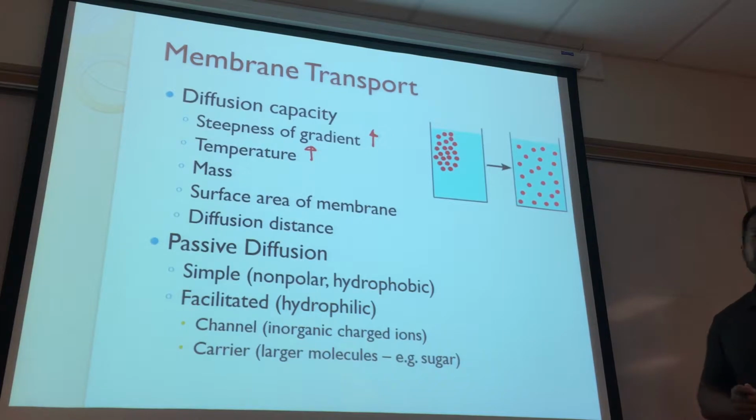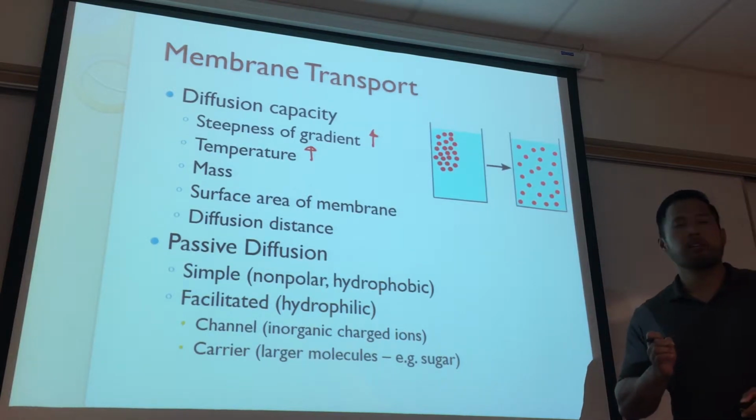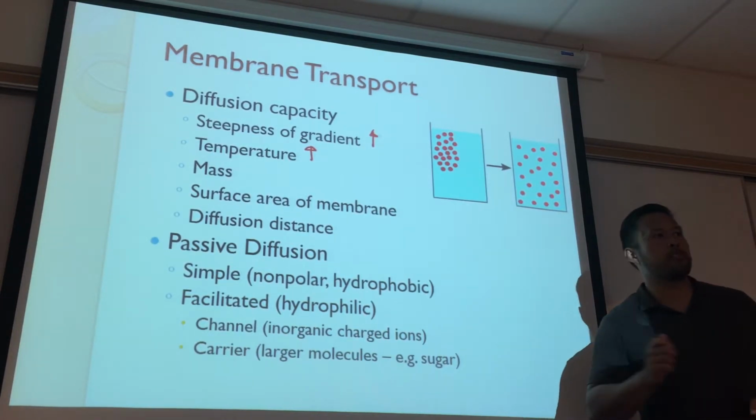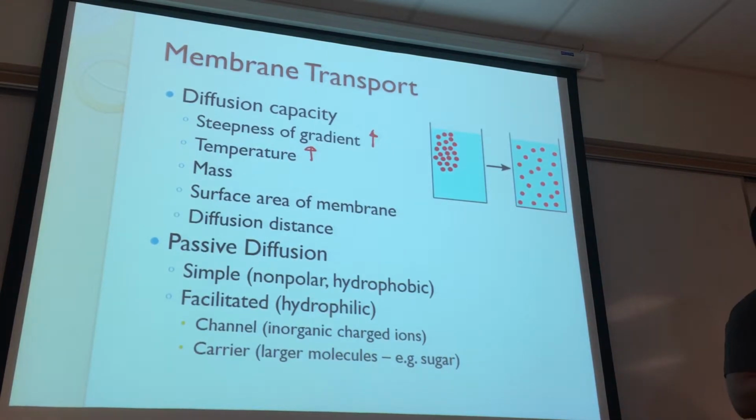Now, mass. If I make the molecules bigger, do you think that would speed up or slow down the rate of diffusion? Slow down. This is simple physics. The bigger the object, the slower it'll move, and the less likely it'll move across the phospholipid membrane. So this decreases.